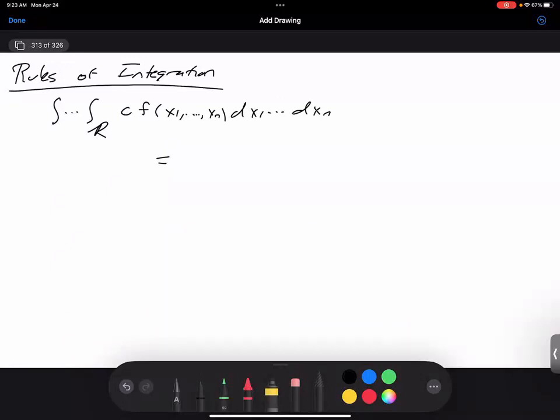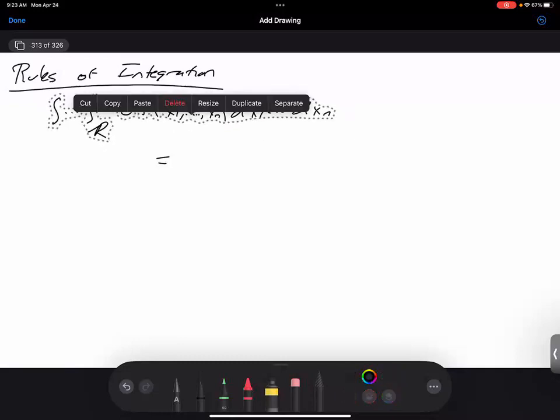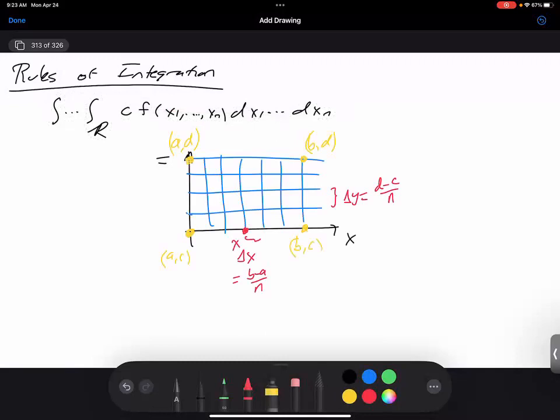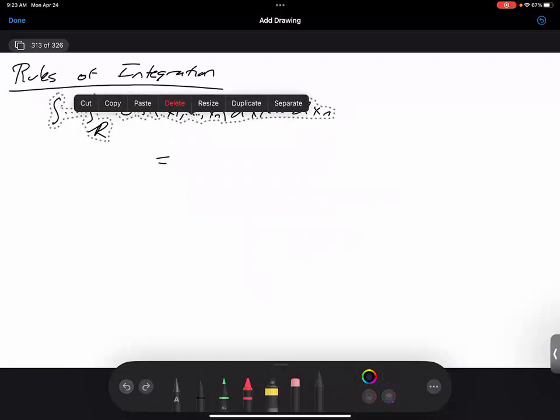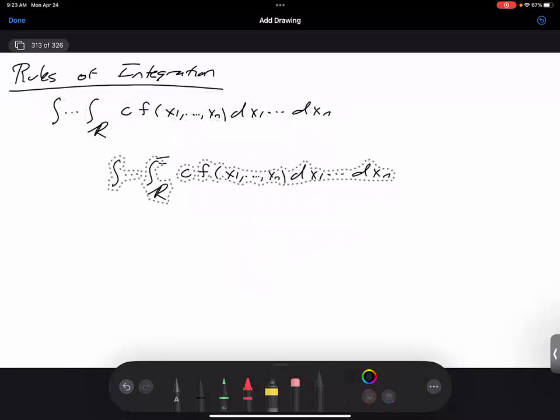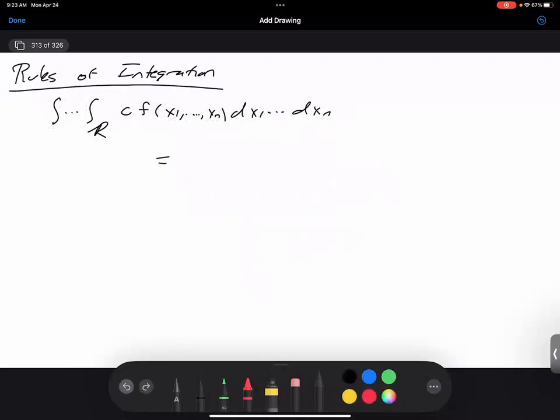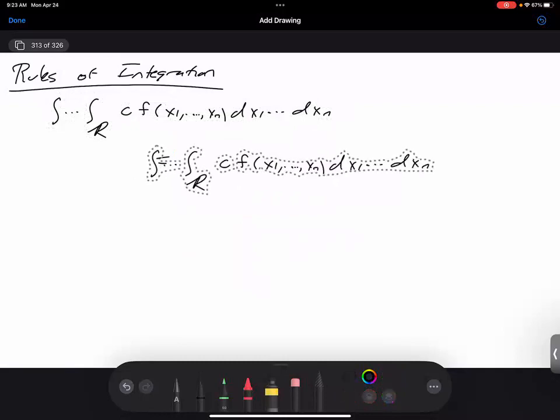And this is where it's nice to be the professor. I can highlight this. And so this is the same as we just moved the c outside. So that's our first rule.